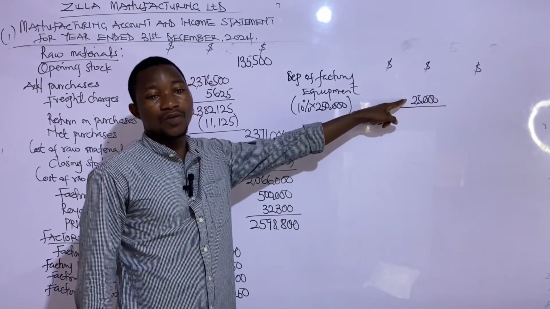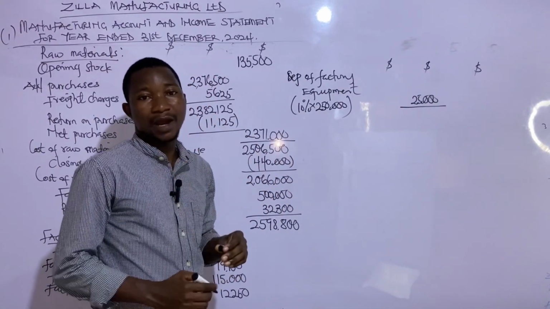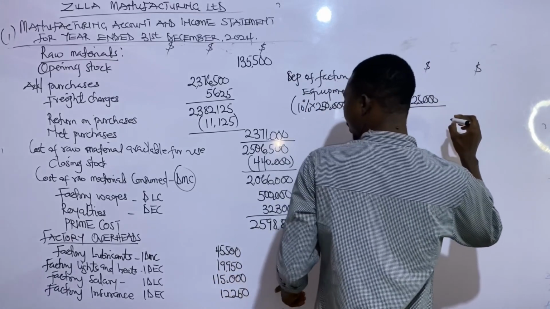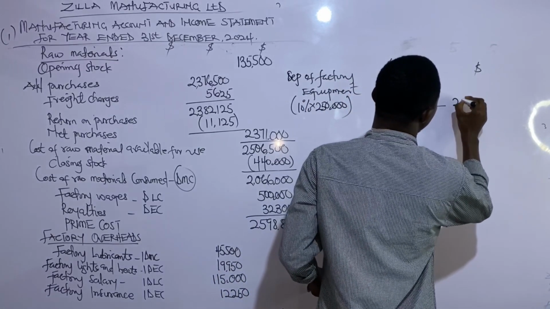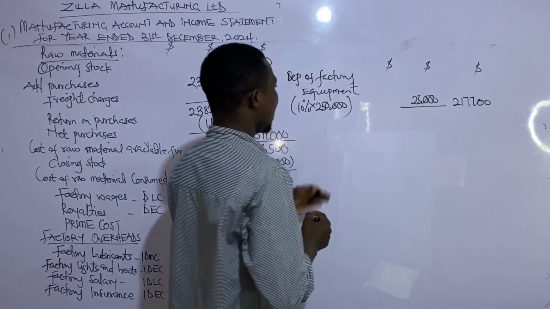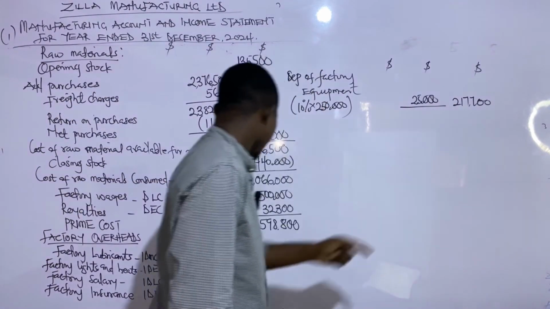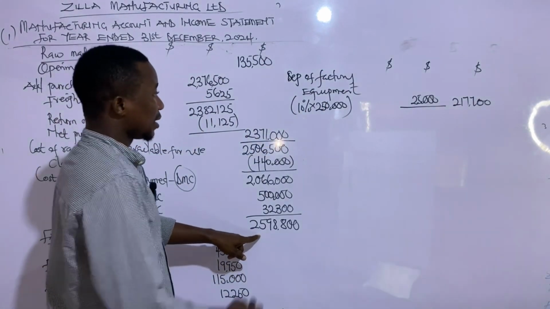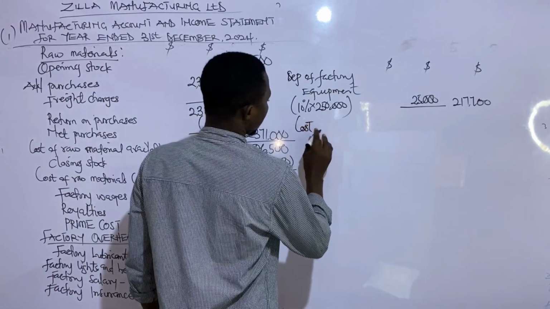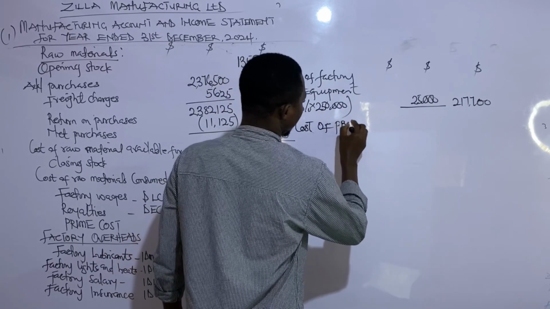Is that okay? So when we add that, we get 217,700 from our calculator. Good. That is the addition of all the indirect cost, that is the factory overheads. Now we add this factory overheads to the prime cost. That will give us the cost of production.